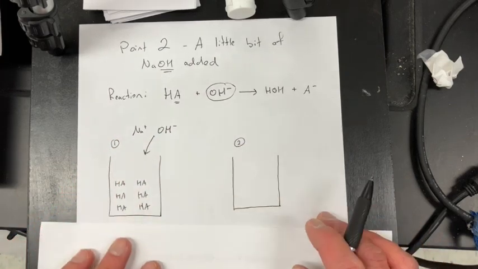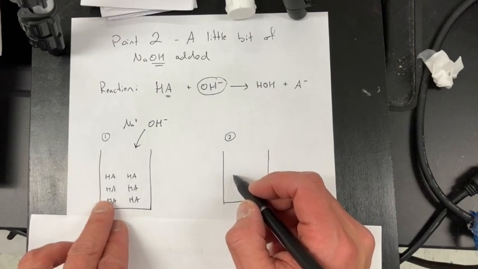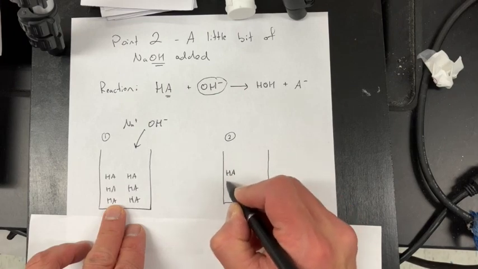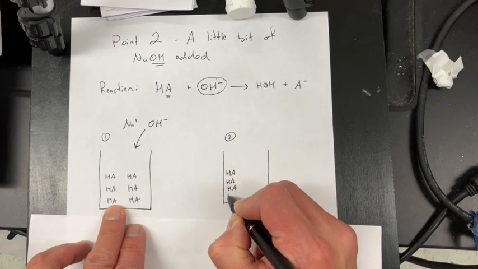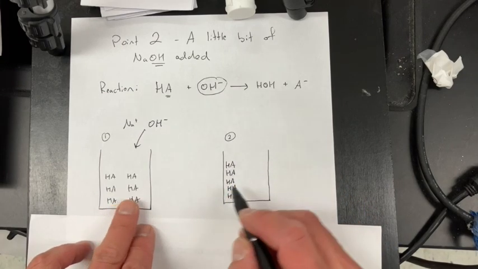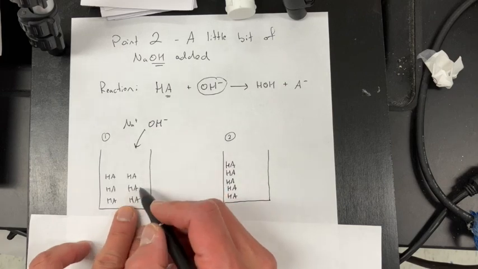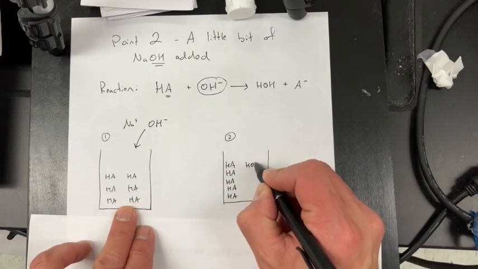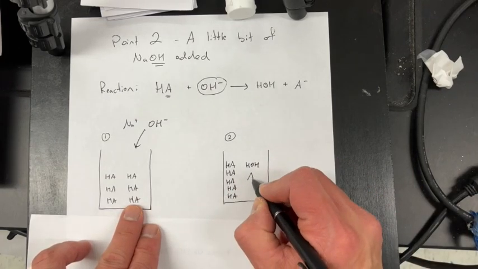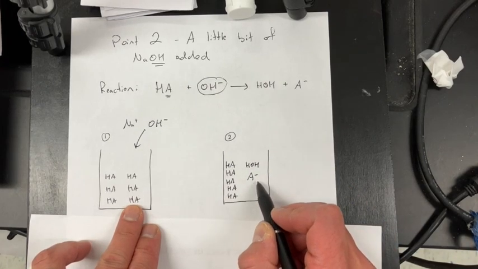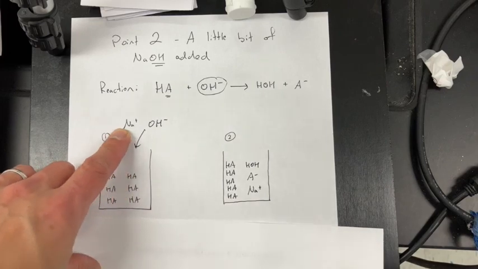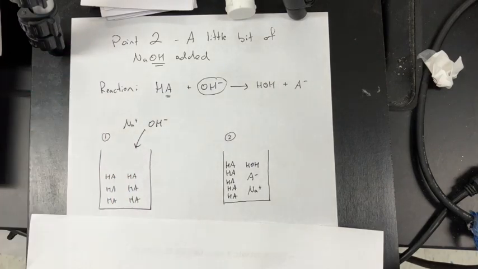So when this gets in here, what's going to form? Well, I will still have majority of my acid. So my HA, I still have a bunch of these. I'm going to write them a little smaller so I can fit everything in here. Okay, so I have 5 of these in here. But then one of them is going to form a water. So I form a water. And then I'm also going to have A negative remaining. And I have an Na plus as my spectator. Okay.